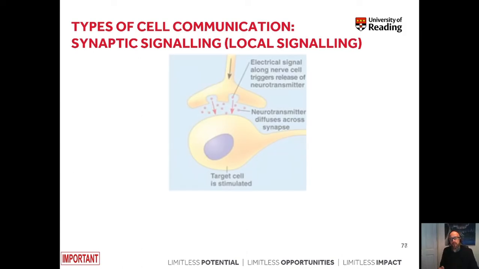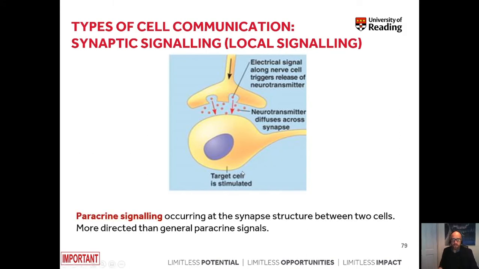And this communication is limited to nerve cells, to neurons. Here, electrical signals along nerve cells trigger release of neurotransmitters. Those neurotransmitters can then be picked up by neighboring cells, and this leads to stimulation of the target cells. So again, synaptic signaling is paracrine signaling that occurs at the synapse structure between two neurons and is more directed than general paracrine signals.